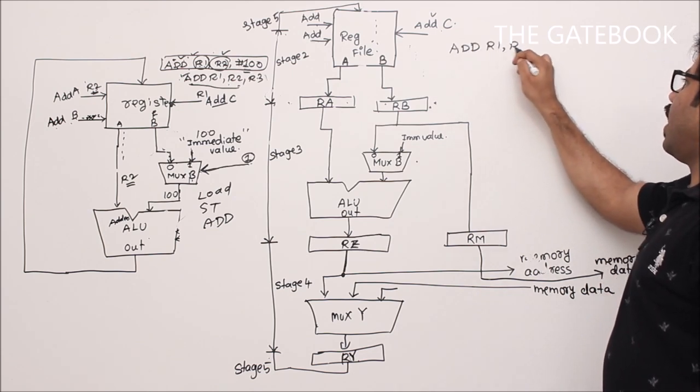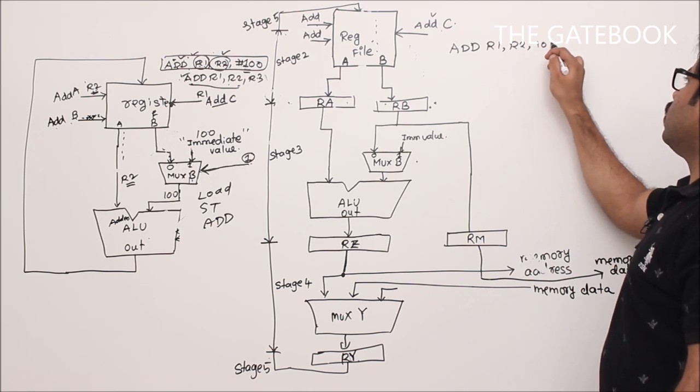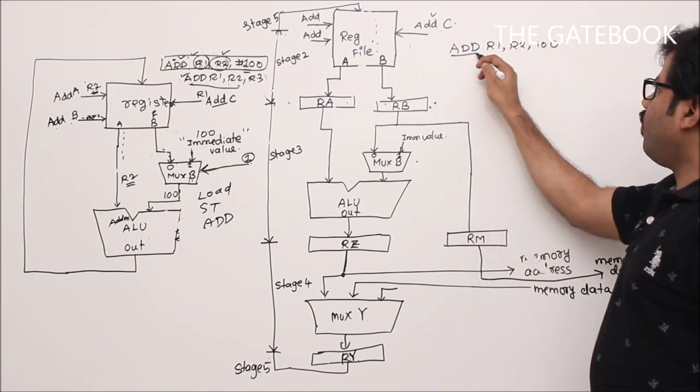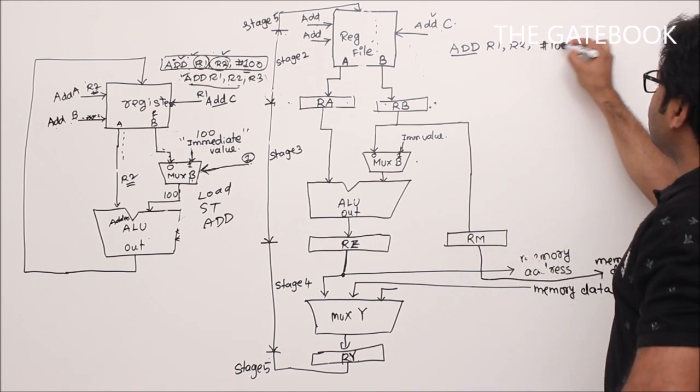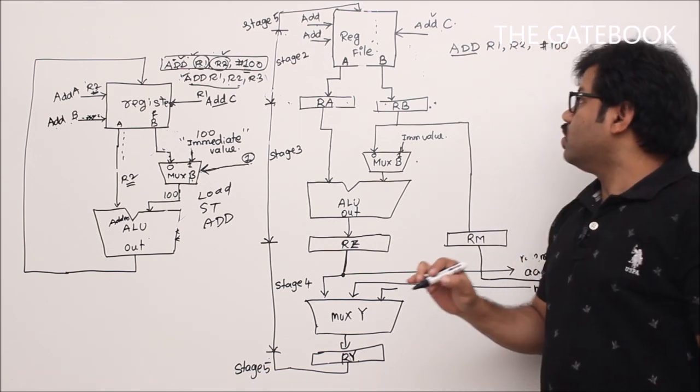Let us use that one. Add R1, R2. Let us use immediate address. Whenever you have add R1, R2, immediate address 100, what is going to happen is first step.